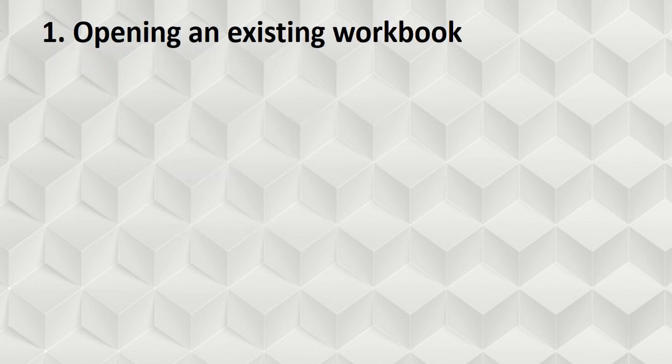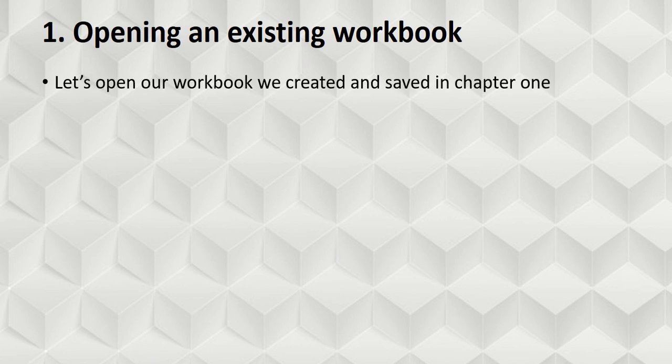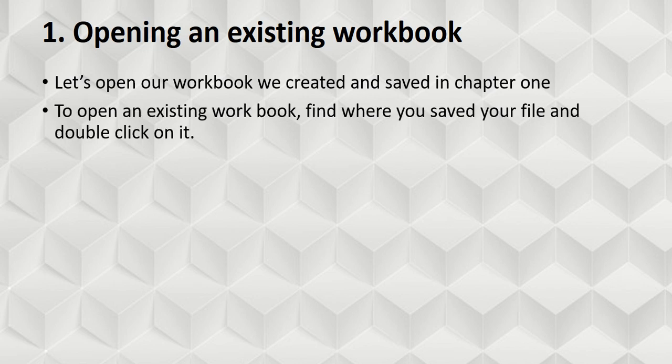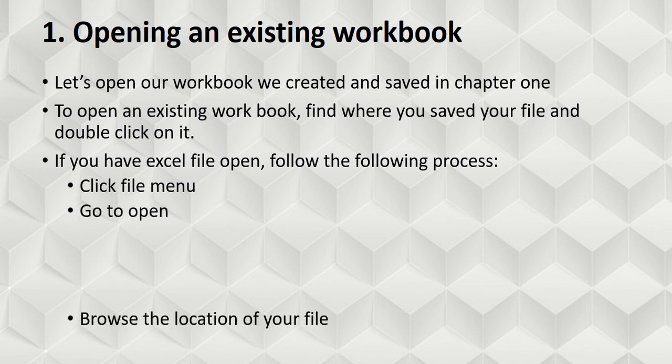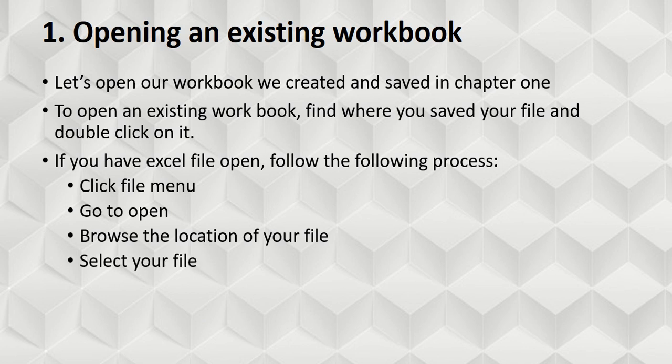To open an existing workbook, there are two main processes. First of all, if you have already created a workbook as we've created the one in chapter 1, you can go where you have saved it and then double click on it to have it open. Or if you already have an existing Excel file open and you want to open another one, click on File menu, go to Open, browse the location of your file, select your file, and then click Open.